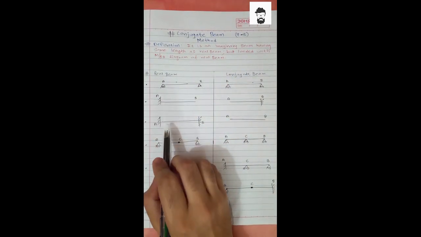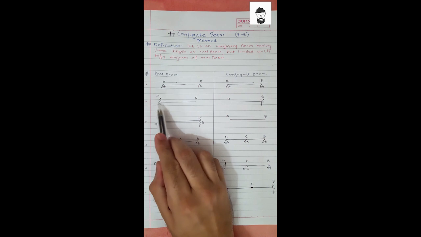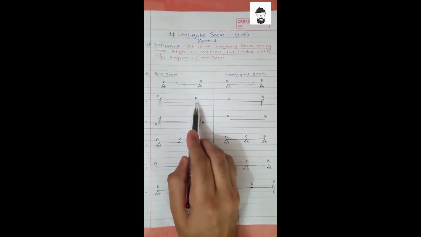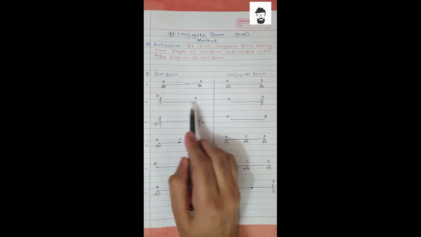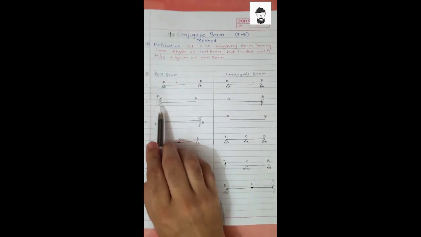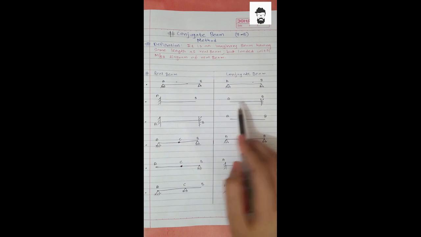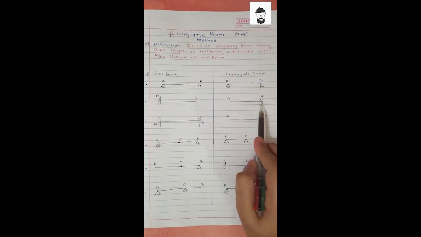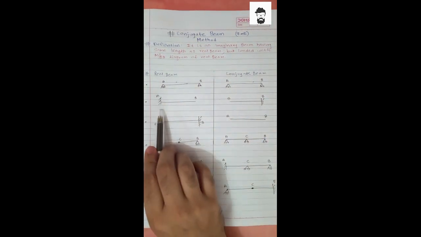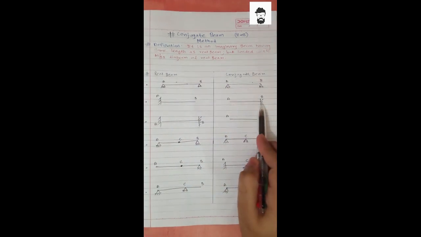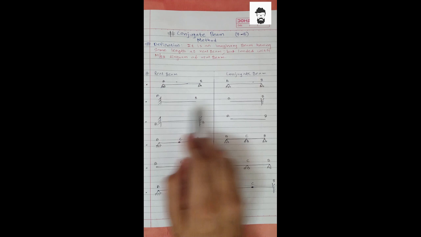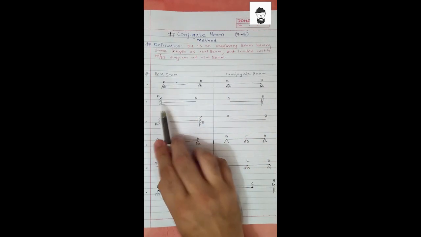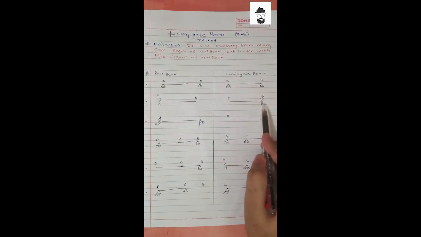Now look at the second example. At end A there is fixed support. At end B is free end. When we draw conjugate beam for this diagram, fixed end becomes free end and free end becomes fixed support. Fixed always becomes free, free always becomes fixed. It is opposite of this. This never changes, this always changes.